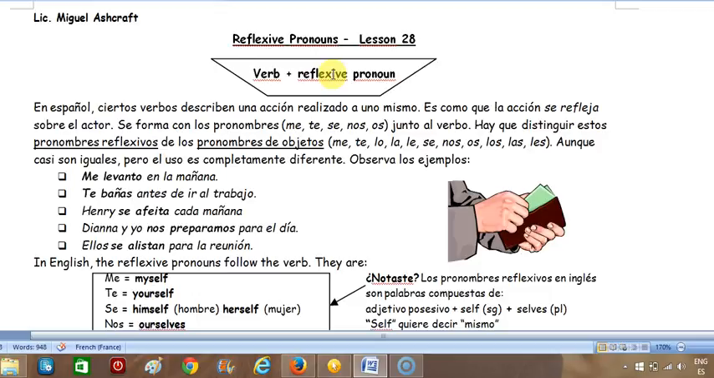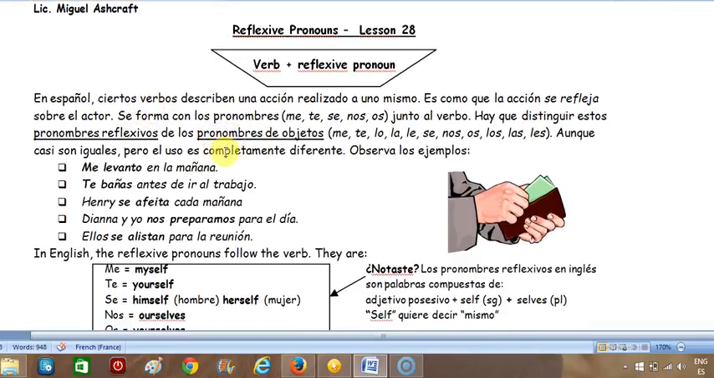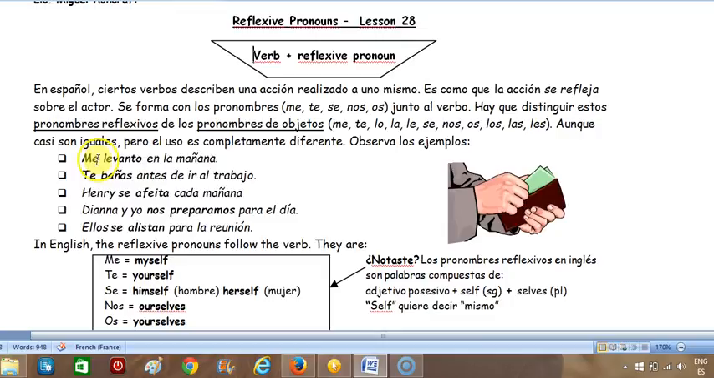And the second thing is we don't know how to recognize a reflexive pronoun and differentiate it from a direct object or an indirect object pronoun. So that's where our confusion starts. So I have a couple of different explanations here. You can read them in Spanish. So this is the reflexive pronoun.